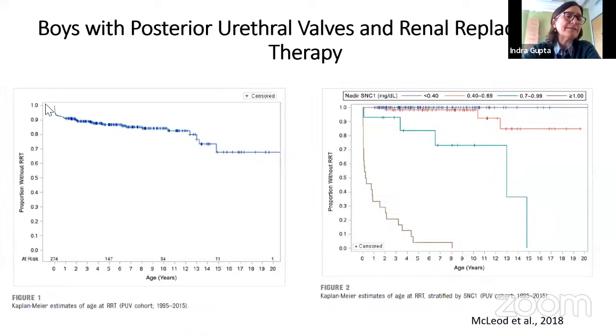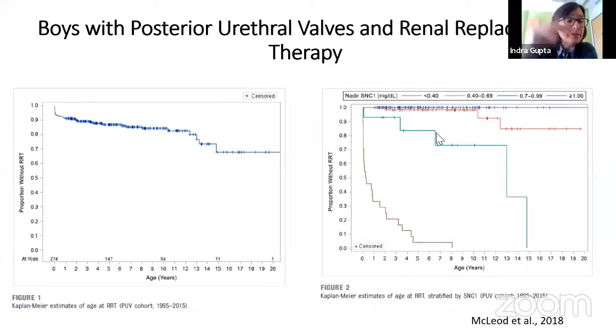And what you can see on the y-axis is the proportion of children without renal replacement therapy. And what you can see is there's a slow, steady decline and loss of kidney function over time. That's what we're seeing. And so by age 10, maybe 30% of those kids have started some type of dialytic therapy. And then the graph on the right is even more interesting, in my opinion, because what they then did is they took all of their babies and they looked at their nadir serum creatinine. So what that means is they said, what's the lowest serum creatinine those children have during the first year of life? Let's subgroup all of the children shown in this curve into those groups. So they subgrouped them into serum creatinine less than 0.4 milligrams per deciliter, between 0.4 to 0.6, 0.7 to 0.99, and then greater than 1.